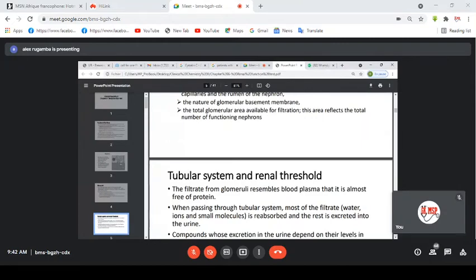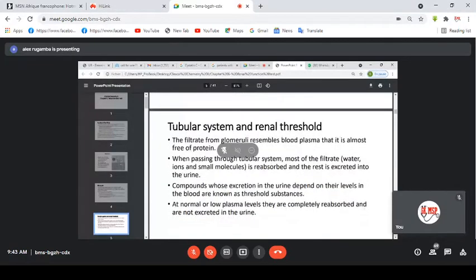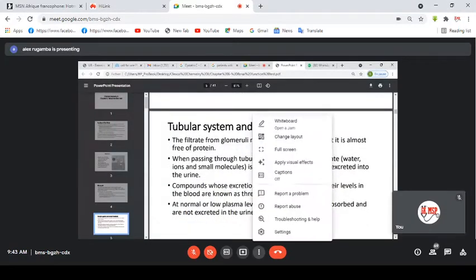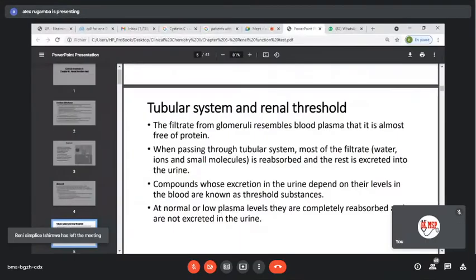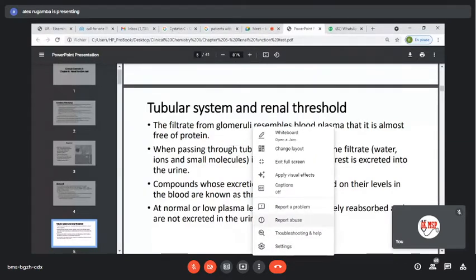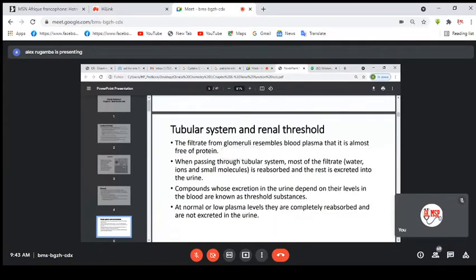Filtrates, such as water, ions, and small molecules, are again reabsorbed, and the rest are excreted into urine. So those that passed through the glomeruli may be reabsorbed. That's what this sentence said. But in the last step, they will be excreted into urine at a known concentration. So if the concentration goes beyond that, then there is a problem.